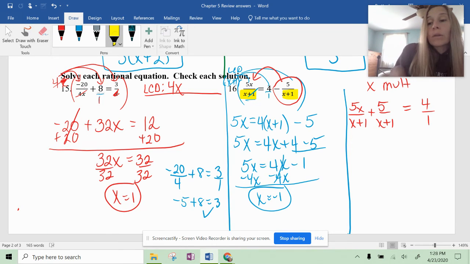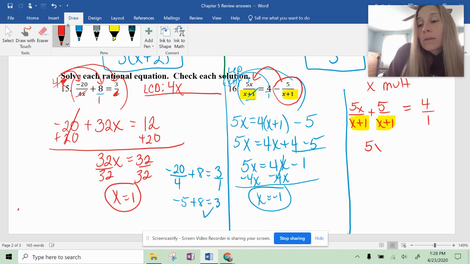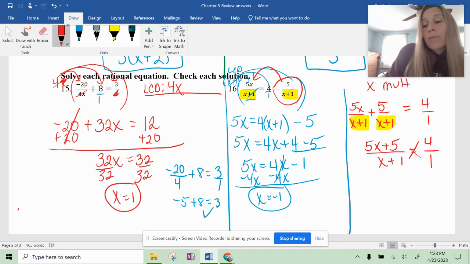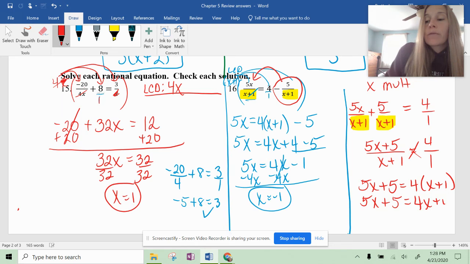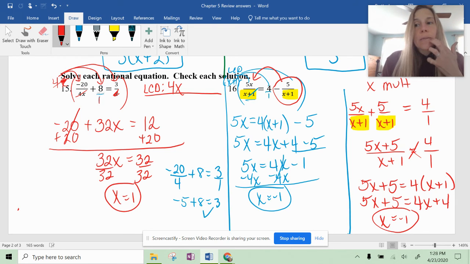Now, because those are like terms here, when you add fractions, you just write the answer over that common denominator. Then I would cross multiply. So on one side, I have 1 times 5x plus 5. On the other side, 4 times x plus 1. This gives me 5x plus 5 equals 4x plus 4. Subtract my 4x, subtract my 5, I get x equals -1. So it doesn't matter, you're going to get the same answer either way.